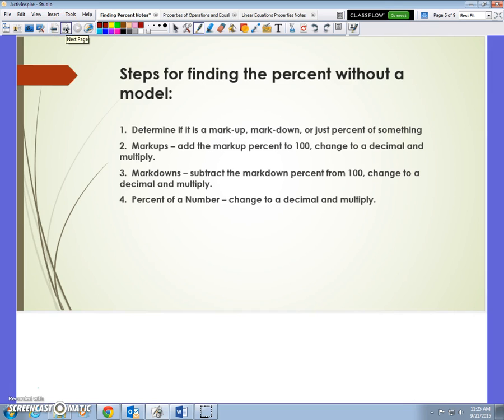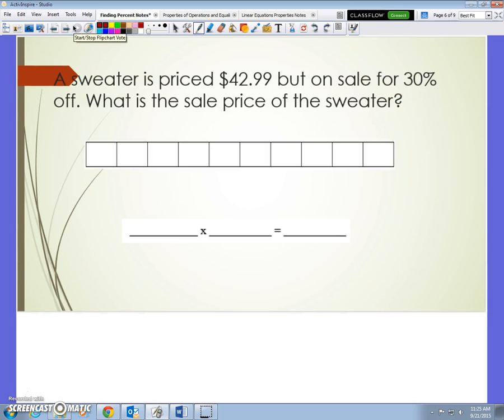So let's just practice a few without actually drawing a diagram. Okay, so here's our steps without using our model, our section part. First of all, we got to know, is it a markup, a markdown, or is it just a percent? And remember, in a markup like interest or taxes or something like that, you're going to add the percent to the original. If it's a markdown, you're going to take it away like a coupon, something you don't have to pay anymore. To find the percent of the number, we're going to change it to a decimal and multiply.